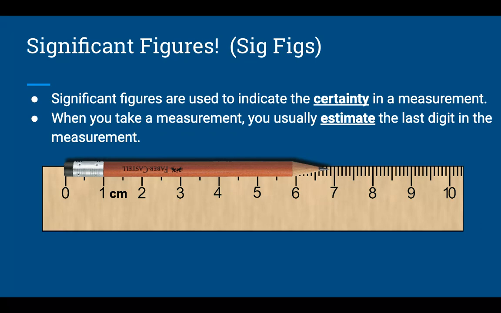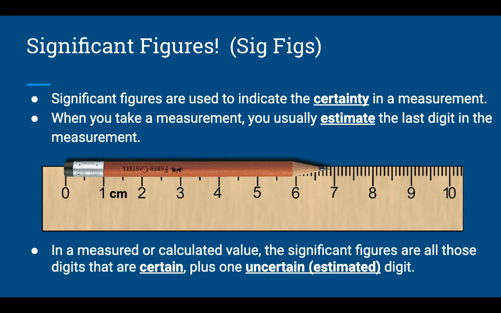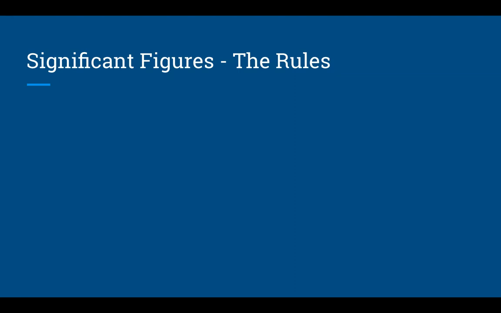Same when you're measuring something on a digital scale, getting the mass, and you'll find sometimes that last digit pops up and down. It's because it's estimating that last digit. Whenever you have a measured or a calculated value, the significant figures are all those digits that are certain plus one uncertain or estimated digit. There are a lot of rules that explain how to figure out which digits within a number are significant.